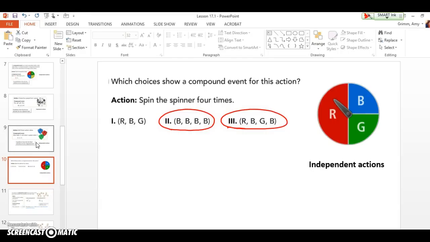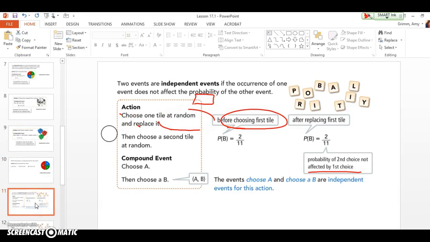Okay, why doesn't number 1 work? Very good. It says I spin it 4, that only has 3 choices. So 1 cannot happen because I needed the 4 to happen. Okay, and then this would be independent, right? Because it doesn't matter the roll, the spin before. Every time I spin it, it's independent on itself. Okay? All right, so here is the official slide.